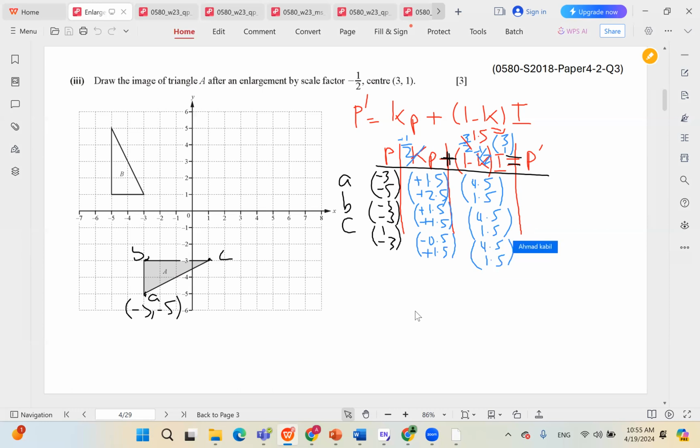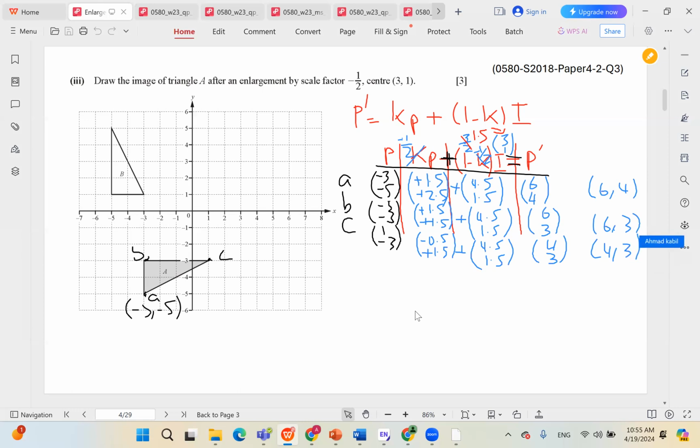Now we add the vectors together. So we get 6 and 4. Here we get 6 and 3. And finally, we get 4 and 3. So we have 6, 4, 6, 3, 4, 3. I'm just going to write them as points.